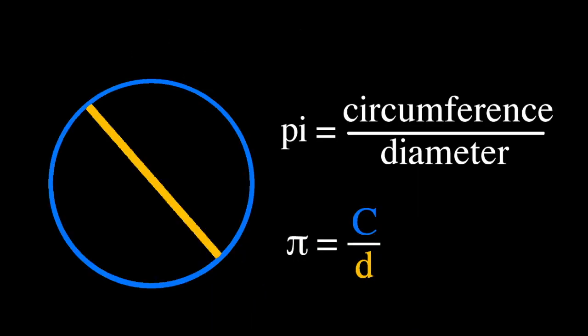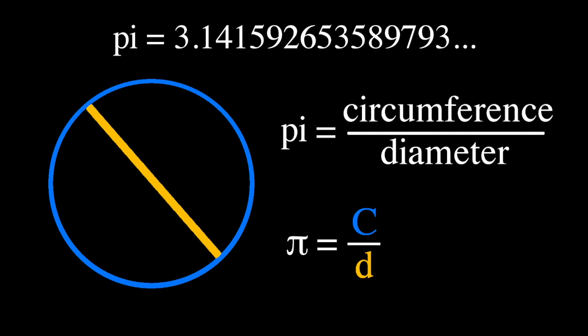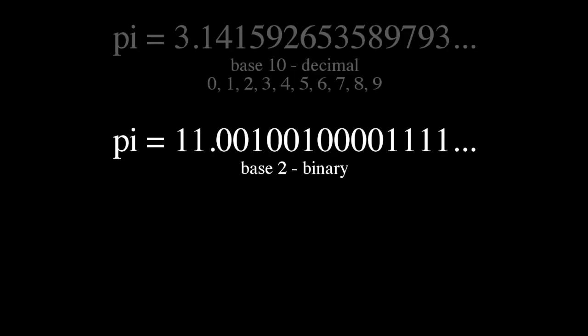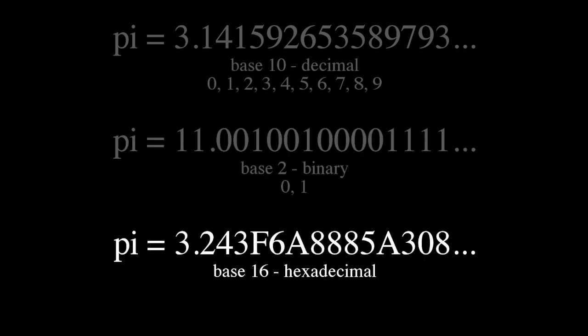Pi is the ratio of a circle's circumference divided by the diameter, and it's approximately 3.14. This looks familiar, but it's only because we're using base 10, or decimal. Maybe you've heard of binary, or base 2. This is pi expressed in binary. And maybe you've heard of hexadecimal, where there are 16 characters in the counting system.